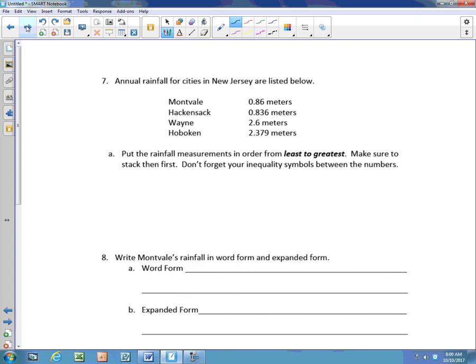Next, we have our rainfall in the cities, different cities in New Jersey. And it says to put the rainfalls in order from least to greatest. It's important we pay attention to that, and to make sure to stack first. And then we have to put the inequality symbols in. So I'm going to stack them just so they're lined up and I can look at them easier.